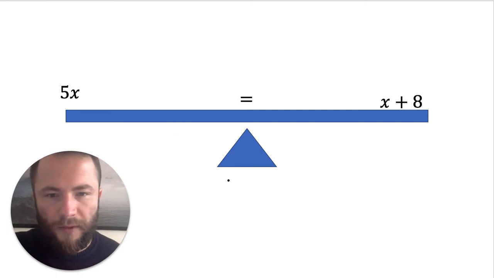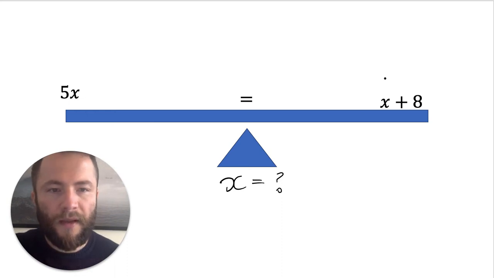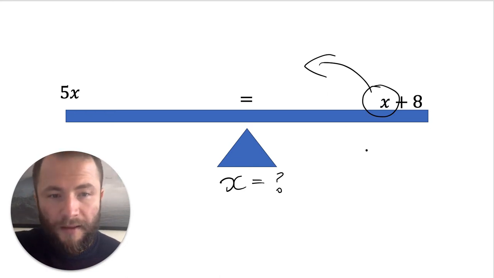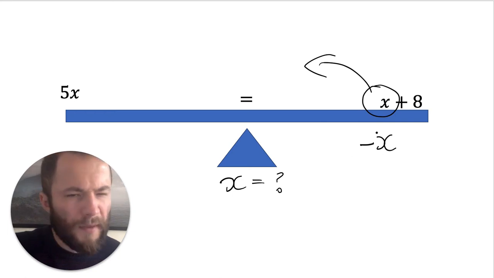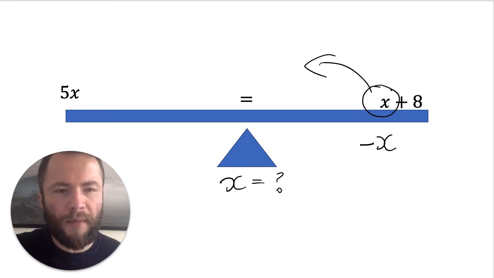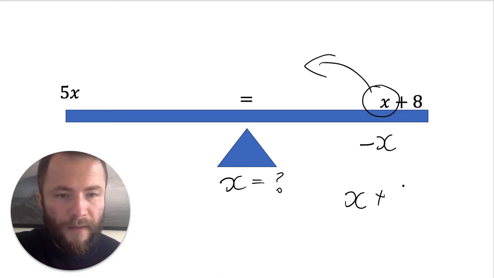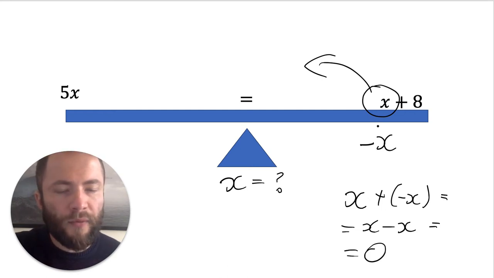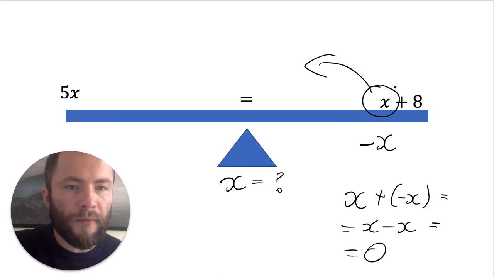Another problem is that I want to end up in a situation where on one side I have just x's, and on the other side I have numbers. Take a look over here. I have x's and numbers, so I want to move that x to my left-hand side. The way to do it is to add -x. It might sound a little bit weird when I say to add -x. But take a look. If I have x plus -x, that's equal to x minus x, and that's equal to 0. So if I add -x over here, I'm going to remove that x. And this is the trick.